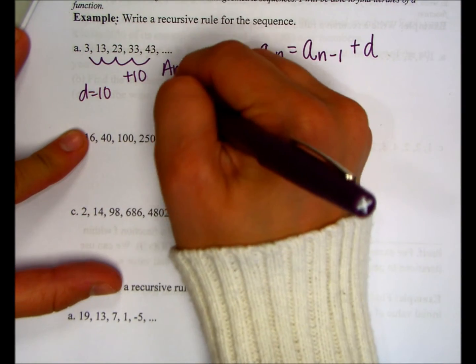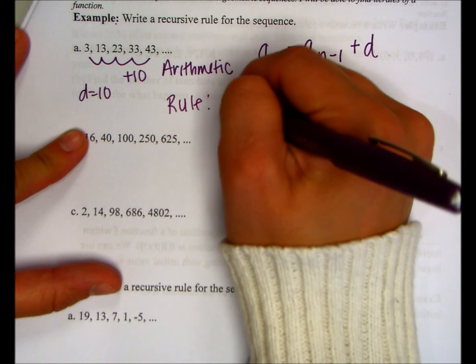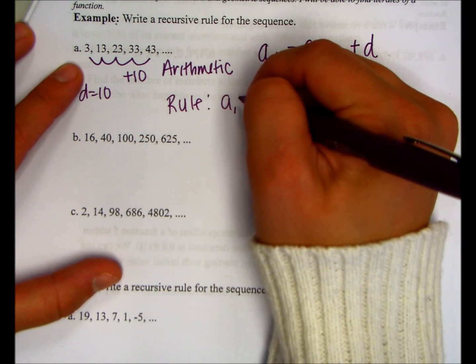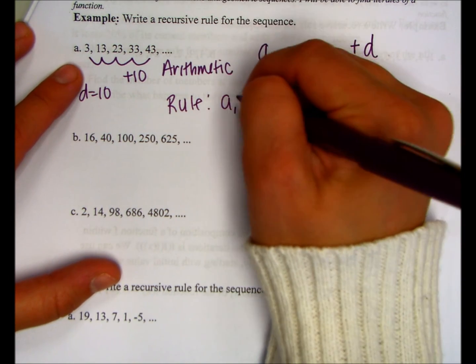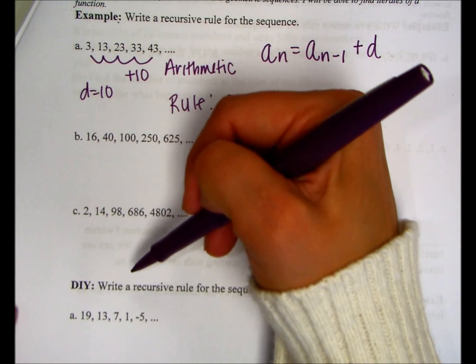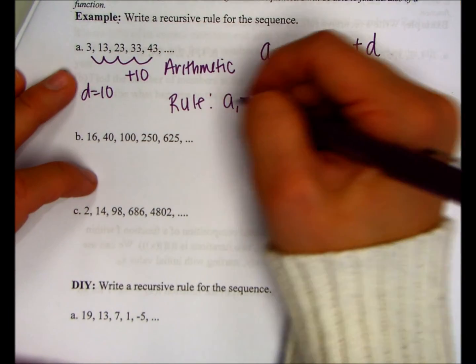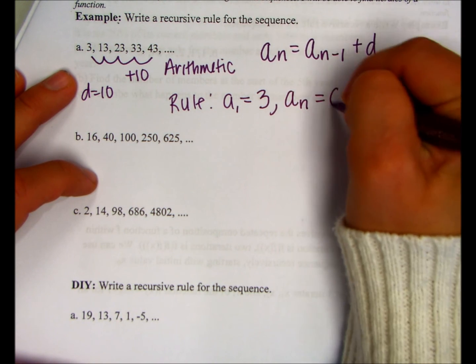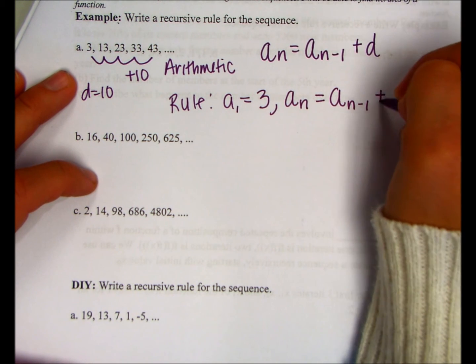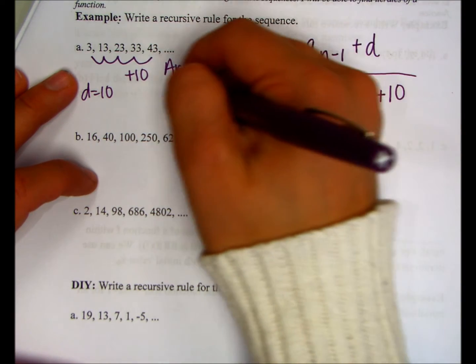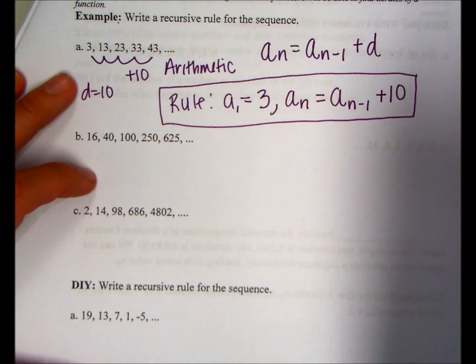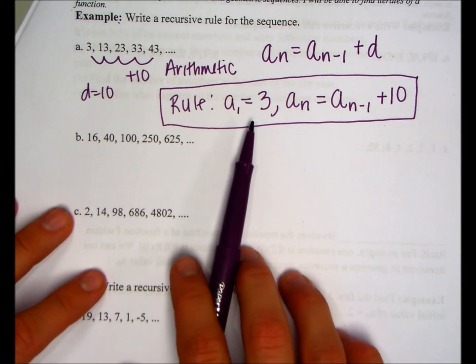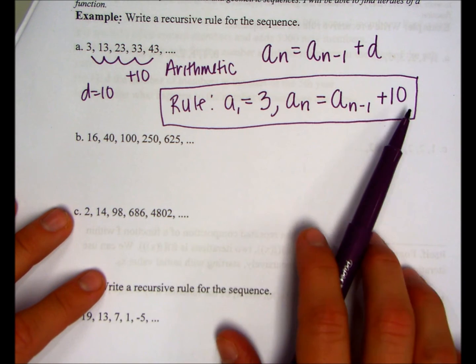So when I write my rule, you want to make sure that you list a sub 1 or a sub 0 depending on where your term's starting here. If it's not listed, we're always just going to start with a sub 1. So a sub 1 is 3, and then my rule of a of n equals a of n minus 1 plus 10. So make sure you write your first term and then your equation.